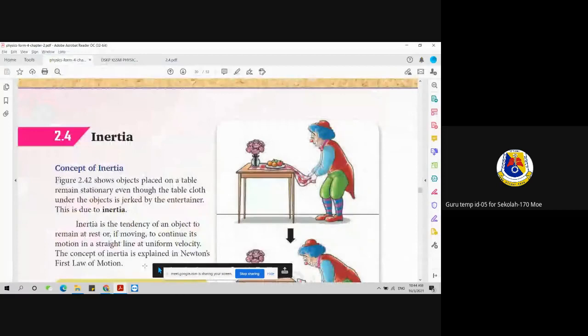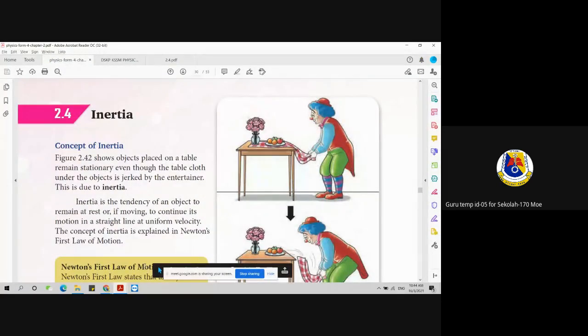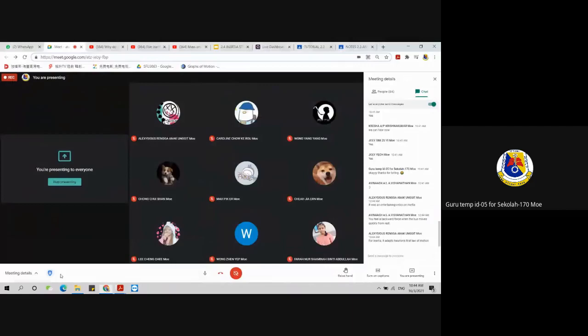From the video, we can know clearly about the inertia, which has two important points. Can anyone give me what these two important points about the inertia are? Just now I showed two examples. So let us memorize that.